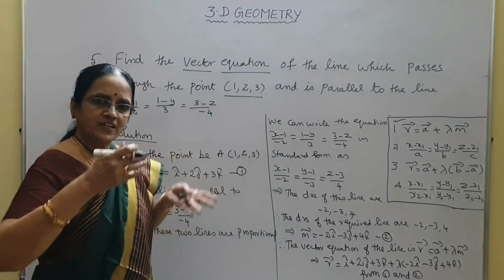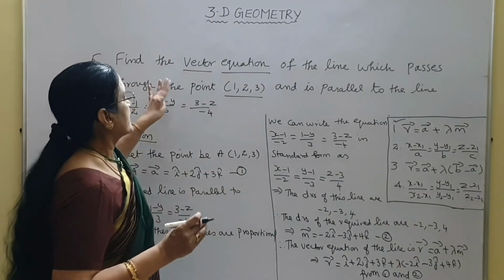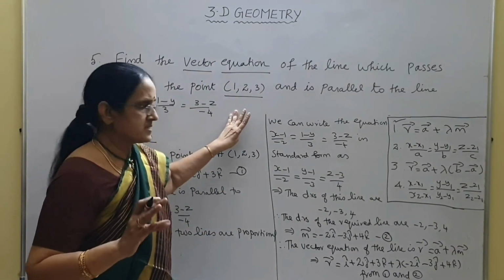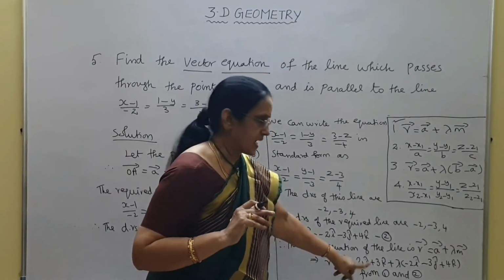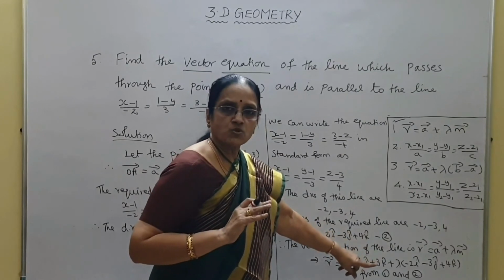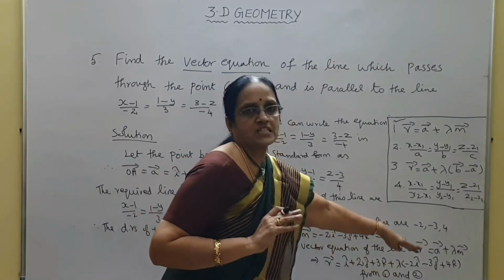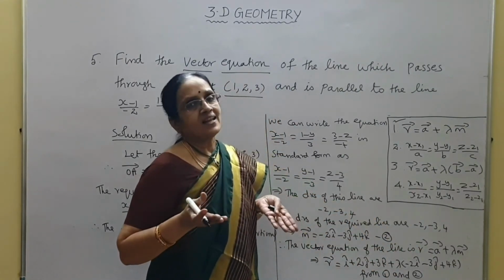So finally, you need to conclude your answer stating that the required vector equation of the line is r vector equal to i cap plus 2j cap plus 3k cap plus lambda times minus 2i cap minus 3j cap plus 4k cap. That will be your final answer.